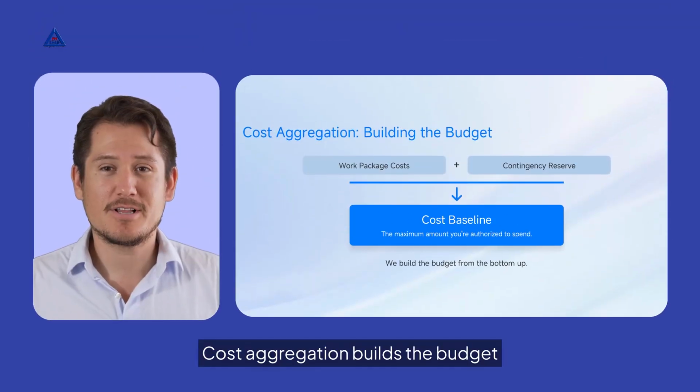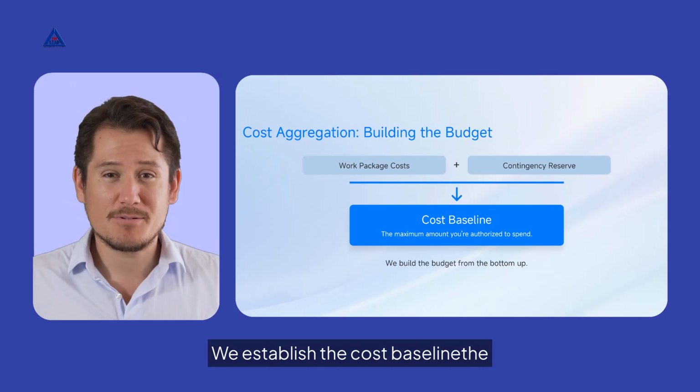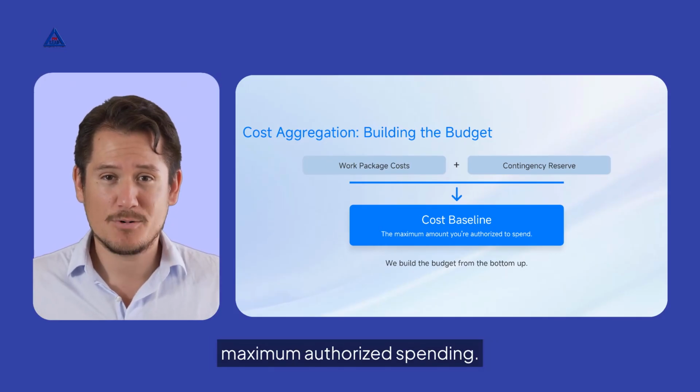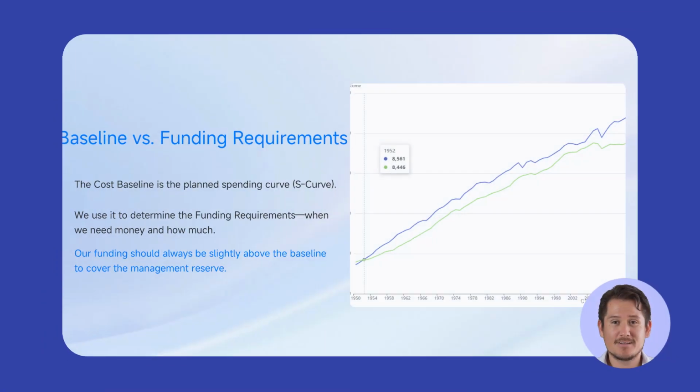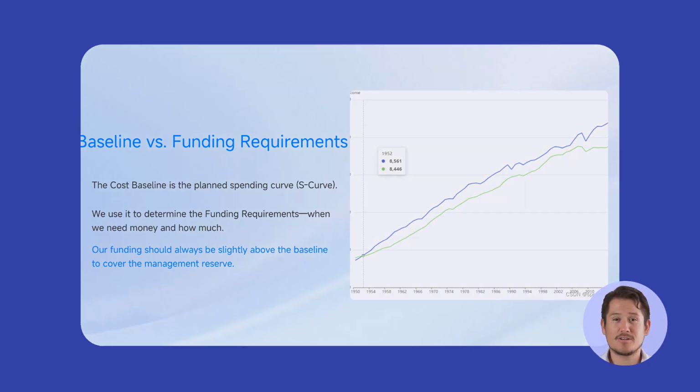Cost aggregation builds the budget from the bottom up. By summing work package costs and reserves, we establish the cost baseline, the maximum authorized spending. The cost baseline is the planned spending curve. It helps determine funding requirements, ensuring resources are available when needed. Funding should slightly exceed the baseline to cover reserves.